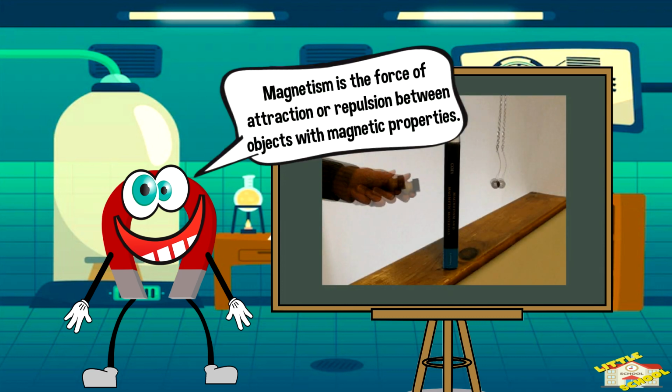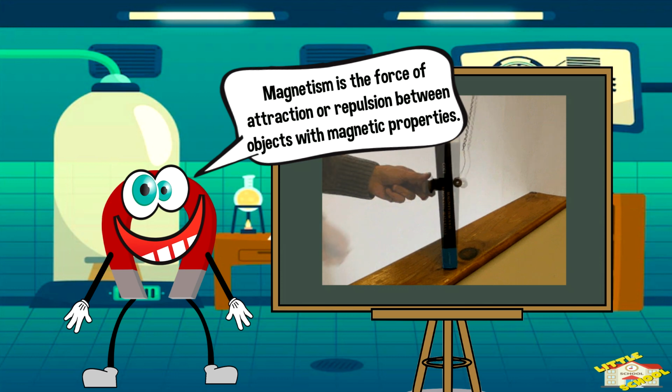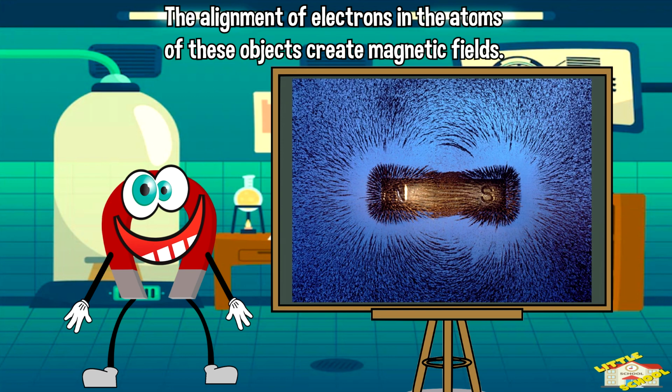Magnetism is the force of attraction or repulsion between objects with magnetic properties. It's all about the alignment of tiny electrons in the atoms of these objects, creating magnetic fields.